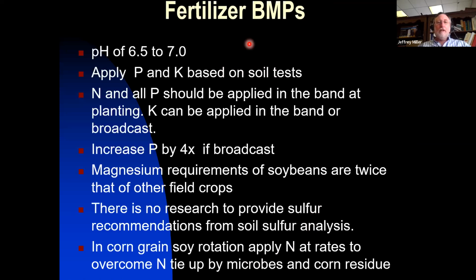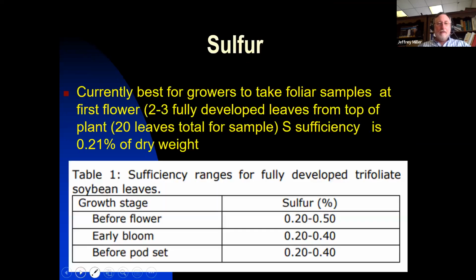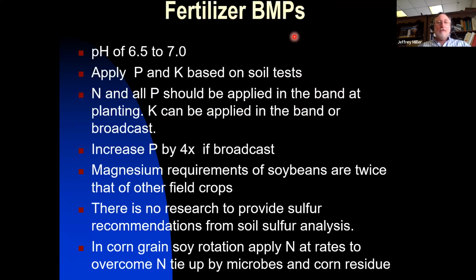So when we look at the fertilizer best management practices for soybeans: pH 6.5 to 7, apply P and K based on soil tests. Nitrogen and all the phosphorus should be applied in the band at planting. Depending on the rate of potassium that's needed, you don't want to get too heavy with nitrogen and potassium in the band because you can have a salt effect. So potassium is better applied broadcast and separate from the nitrogen and the phosphorus. Obviously, if you're broadcasting, you have to increase your phosphorus rate.